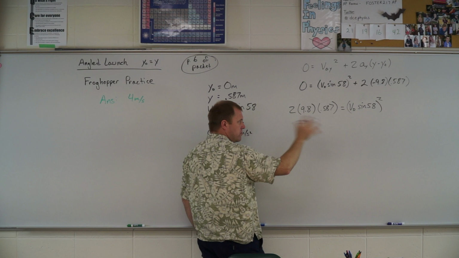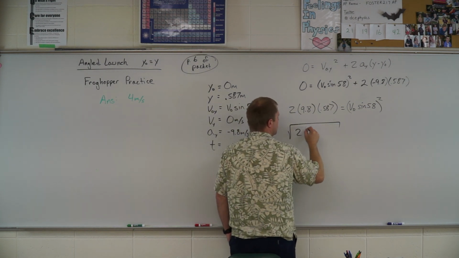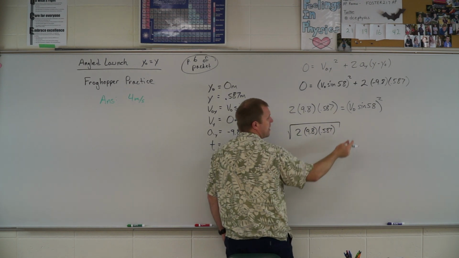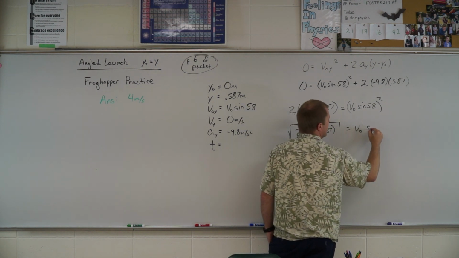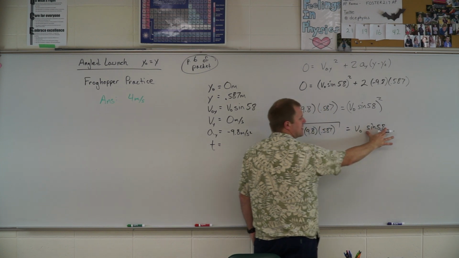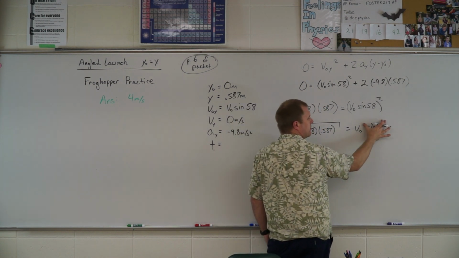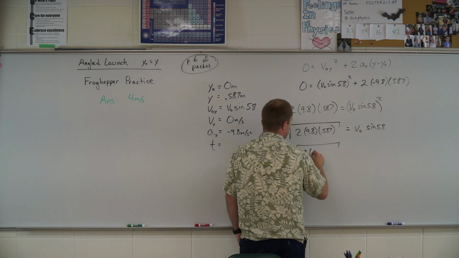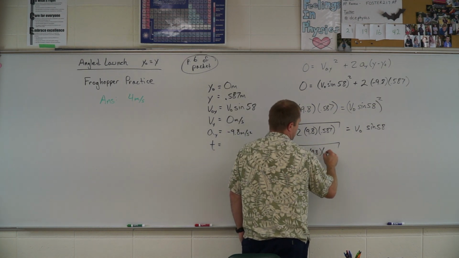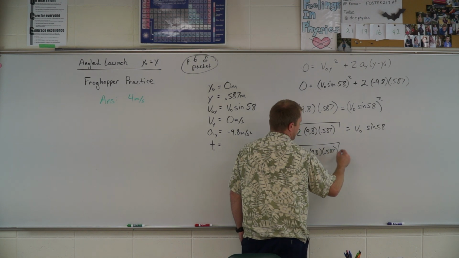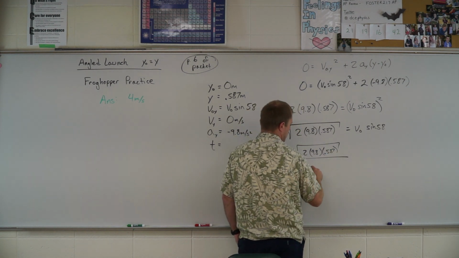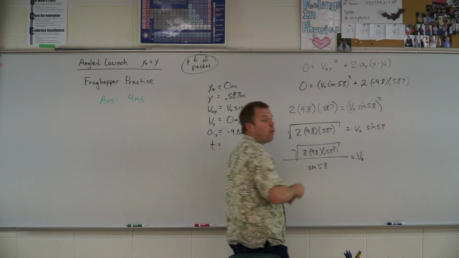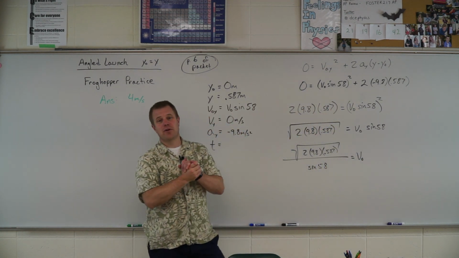Now you can take the square root of both sides. So now I have the square root of 2 times 9.8 times 0.587, and that's equal to v0 sine 58. Now to get that sine 58, which is a term in and of itself, it goes together, I have to divide that over. So now I have the square root of 2 times 9.8 times 0.587, all divided by the sine of 58. That will give you your initial velocity, which is 4 meters per second. So there was your practice problem.